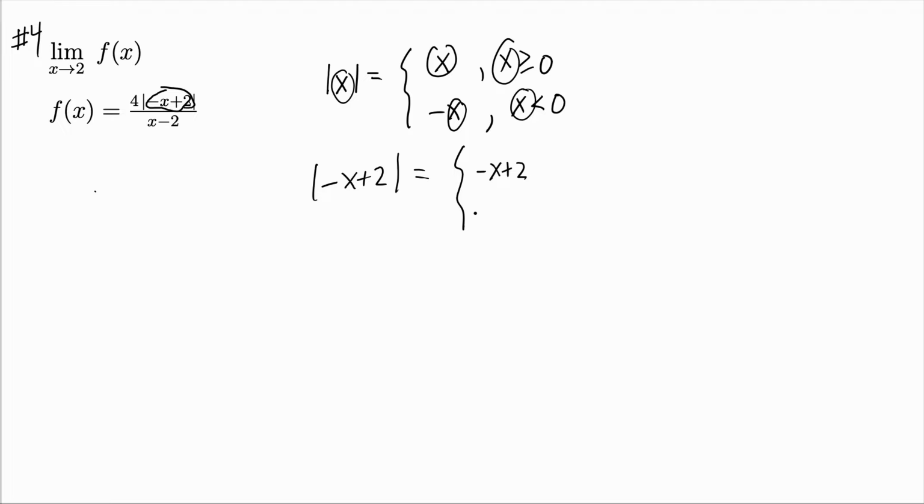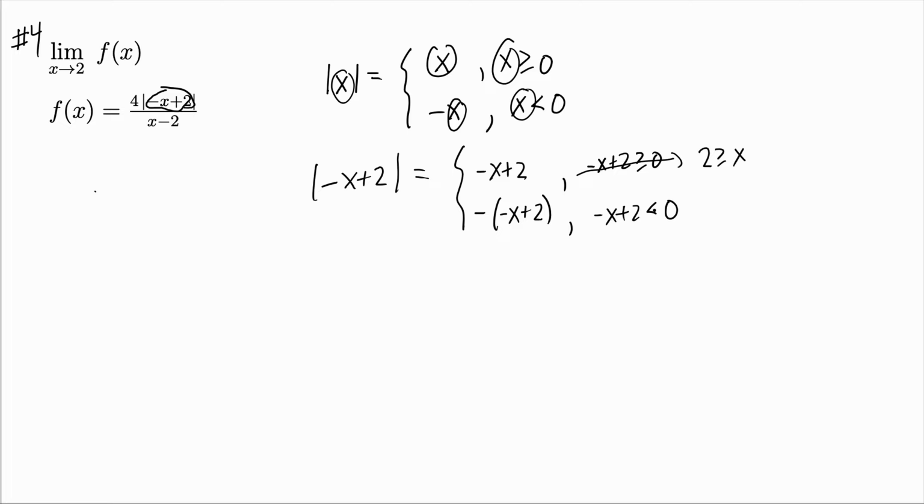Negative, well, I'll just write it out. I mean, you can distribute in your head, but I'll just write it out so you can see it in its entirety. Negative x plus 2 greater than or equal to 0, and negative x plus 2 less than 0. Okay, so great. And we can rearrange this if we want to. I mean, we can add x to this side, so we can rewrite this inequality as simply x, because we just added x to both sides.